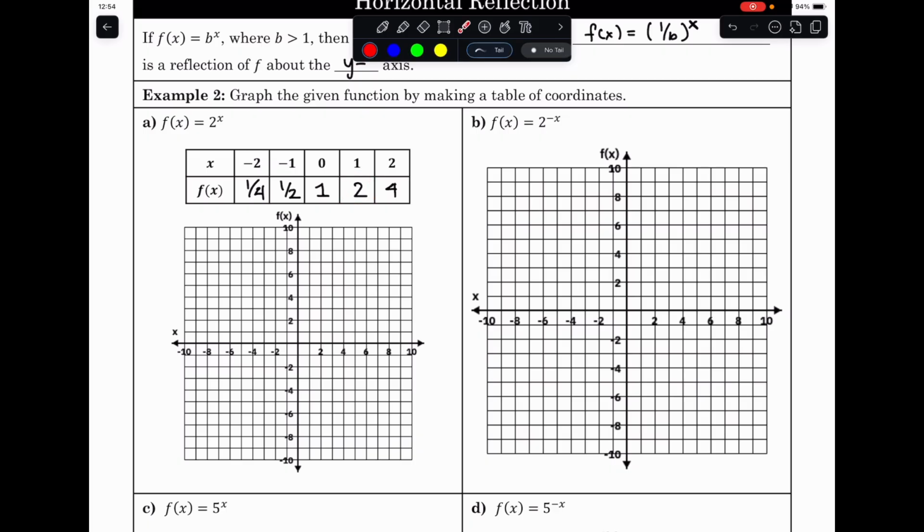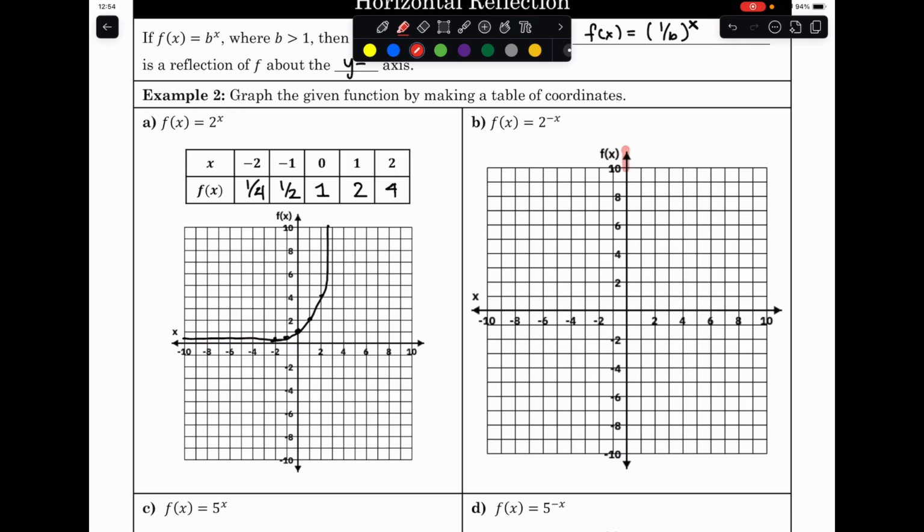So if we plot these points and graph it, the graph will look like this. So there is our graph of 2 to the power of x. Okay, so let's compare that now to example B. How does that compare? Well, the difference here is that this is going to be a reflection because we have 2 to the negative x. That's going to flip this across the y-axis.